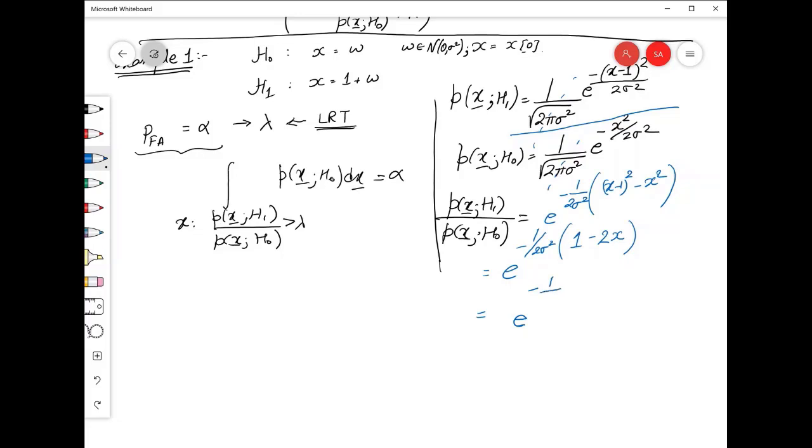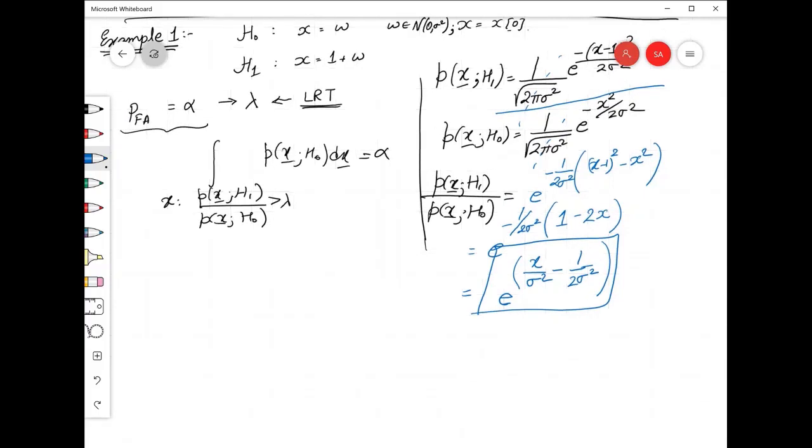All right, or further simplifying, let me take it inside, so it becomes e power x over sigma square minus 1 over 2 sigma square. Okay, so this is the likelihood ratio that I'm going to get. Now let me suppose that, as we took in the last class, sigma square is equal to 1 here. So in this case, this likelihood ratio turns out to be e power x minus half.